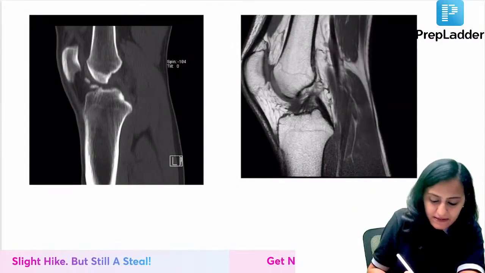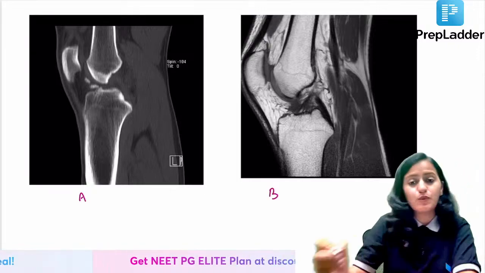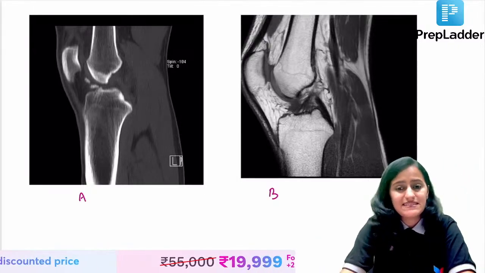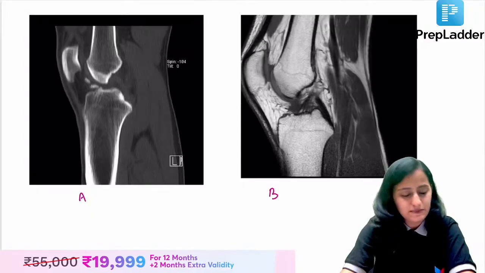So if I label this image as A and B, tell me what is image A and what is image B? Is it CT, MR, MR, CT, both CT, both MR? What is it?